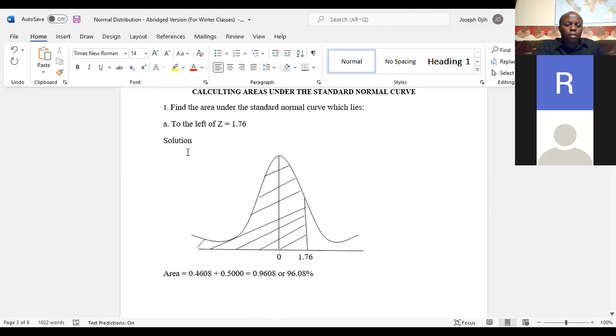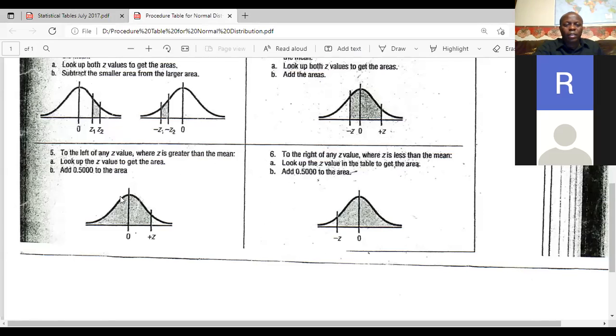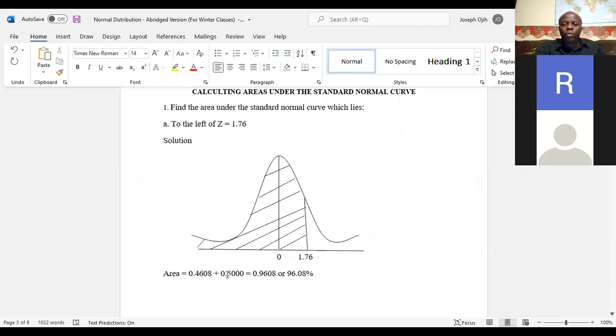Sorry, where did we get the 0.5 from? I know from the table we got the 0.4608 plus 0.5. Where is that from? The table says add 0.5. You can see from that procedure table right here. You look at the diagram that looks exactly like the one you drew. It says add 0.5 to the area. We use this together with the Z table. You get the area from the table, then you follow the instruction from the procedure table.